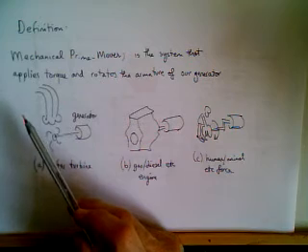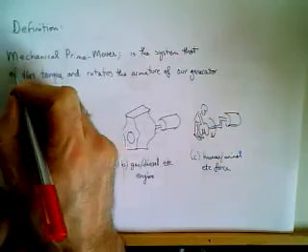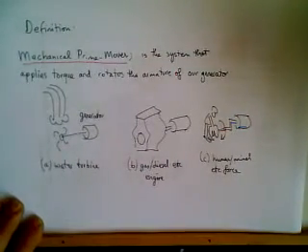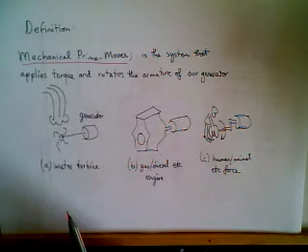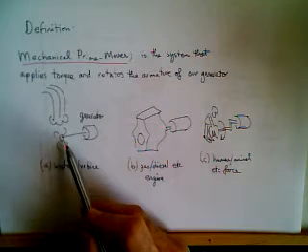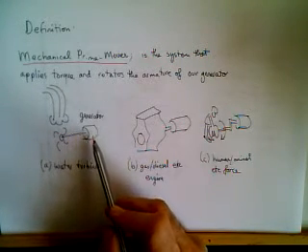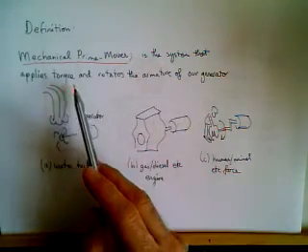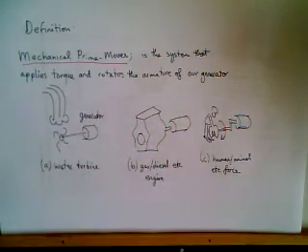First of all, it's useful to give a definition of a mechanical prime mover. This is the system or apparatus to rotate some kind of turbine or shaft system, which also runs the electrical machine acting as a generator. It's the system that applies torque and rotates the armature of our generator. So this is one of the technical complete definitions.